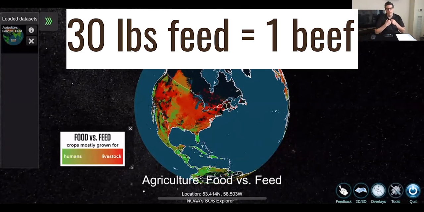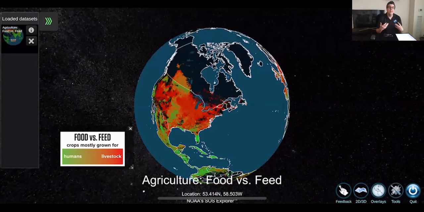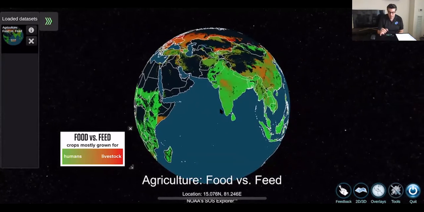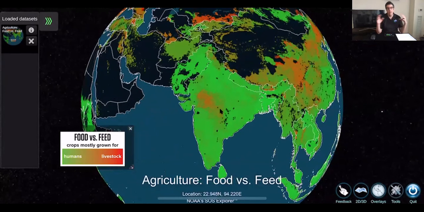Now, I'm not a vegetarian. I love steak. I like burgers, right? But it's something to consider about potentially lessening how much meat you eat because of the environmental impact here and of providing enough food for the world, right? Compare that to India here, where almost all of their land is being used to provide food for humans, right? So it's definitely a different type of structure there.